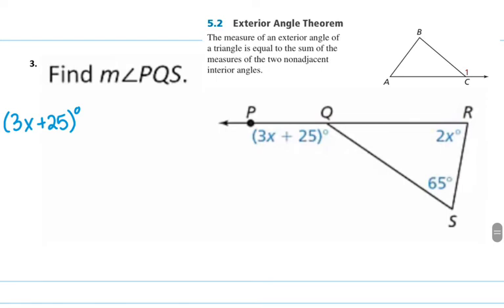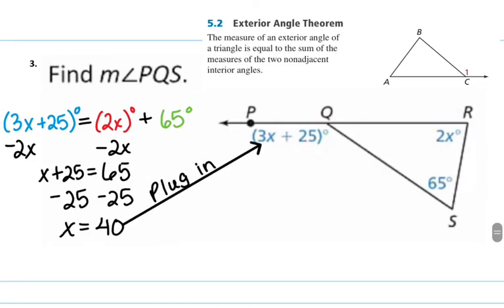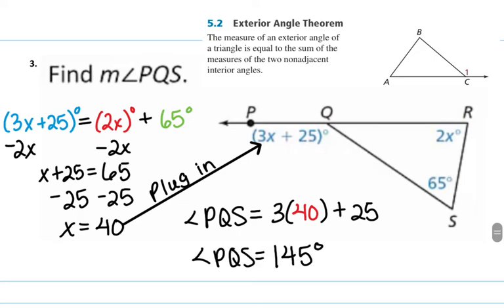We just put 3x plus 25 equals the sum of 2x and 65. And I'm just going to solve for x. So I'm going to subtract 2x on both sides first, and then subtract 25 to the other side, and I get x equals 40. And remember, they're asking you to find the measure of PQS, so the measure is not 40, it's whatever this is after you plug 40 into it. So we have to replace x with 40 into 3x plus 25. So that would be 120 plus 25, or 145 degrees. And that makes sense because this is an obtuse angle. So angle PQS is 145 degrees.